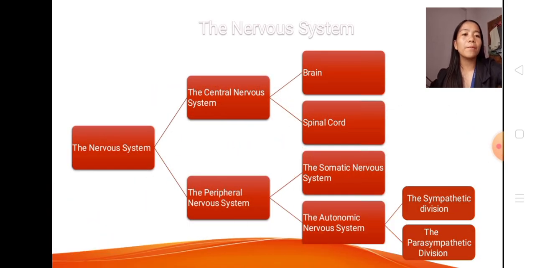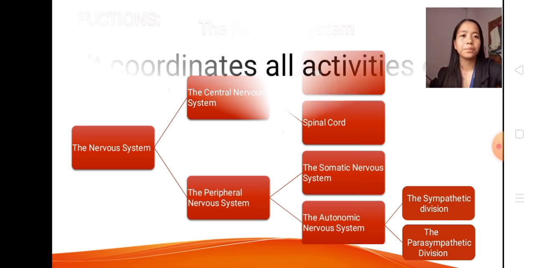The nervous system has two parts, the central nervous system and the peripheral nervous system. The central nervous system has two parts, the brain and the spinal cord. The peripheral nervous system has two parts, the somatic nervous system and the autonomic nervous system. The autonomic nervous system has two divisions, the sympathetic division and the parasympathetic division.